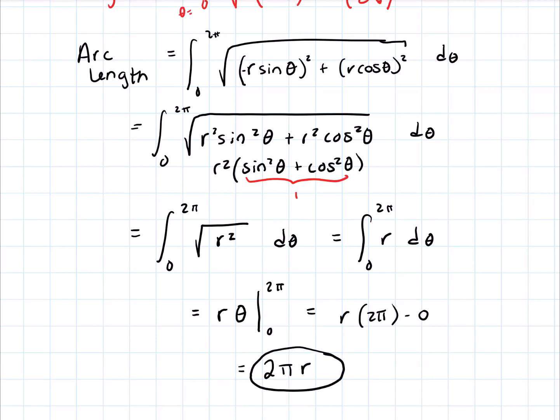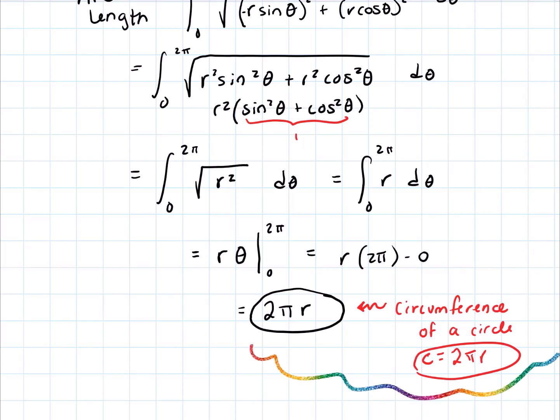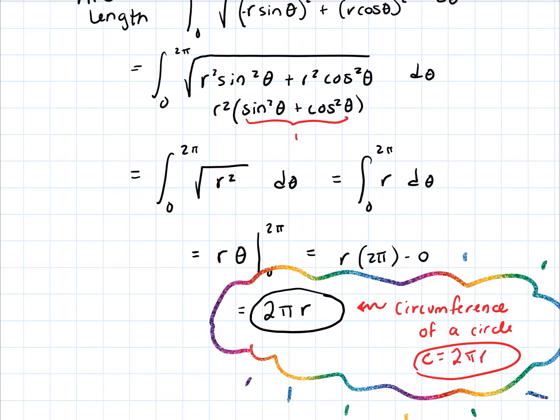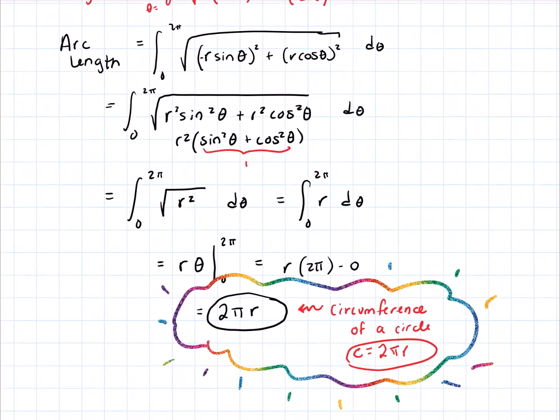And that is the arc length. Check it out. That is the circumference of a circle. Circumference is 2 pi times the radius. It's pretty cool. That's exciting. That deserves some rainbow fireworks. Okay, so we've just proven, using an arc length formula, the formula for the circumference of a circle.